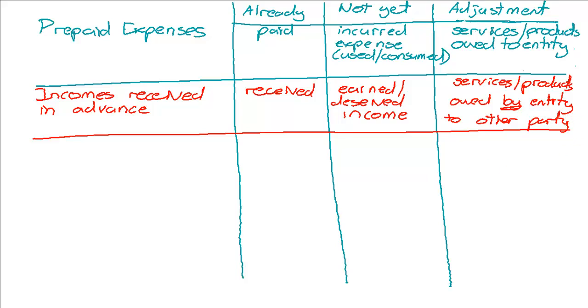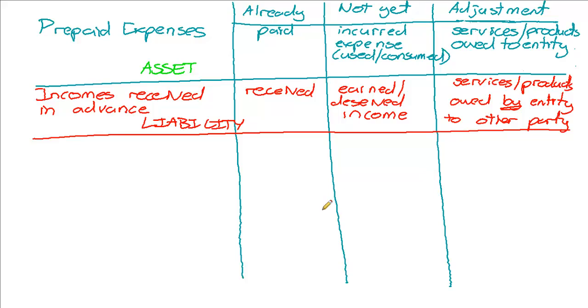Good. Then if we look at prepaid expenses, this one is going to be an asset. The reason for that is services and products are owed to the entity. So if something is owed to the entity, the business owns something, and that is going to be an asset. Incomes received in advance. Because services and products are owed by the entity, that's going to be a liability.